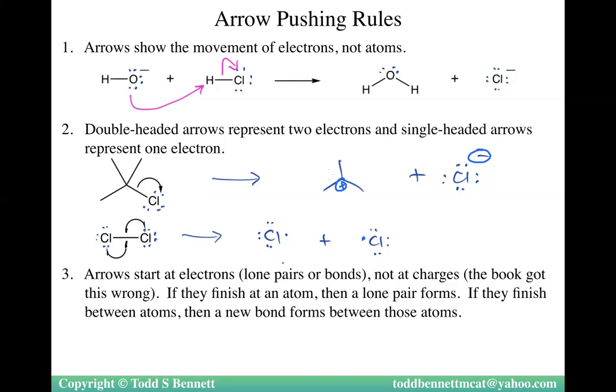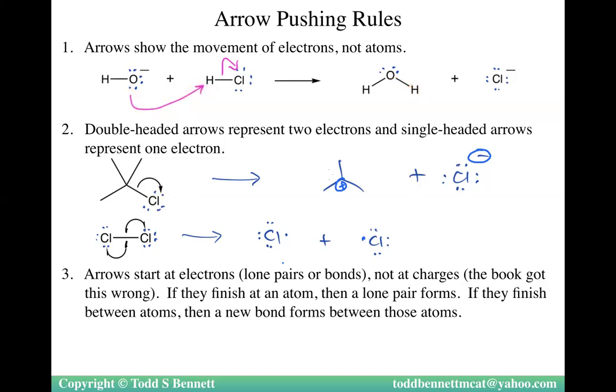Arrows start at electrons, lone pairs or bonds, not at charges. If you happen to be using the textbook for our course, the book gets this wrong fairly often. You do not start at charges. You always start where the electrons are. If they finish on an atom, then it's a lone pair. If they finish between atoms, then it represents a new bond. So this one starts at a bond, goes to an atom, so the sigma bond electrons become a lone pair. This one starts at a lone pair, goes to an atom, so this becomes a new bond.